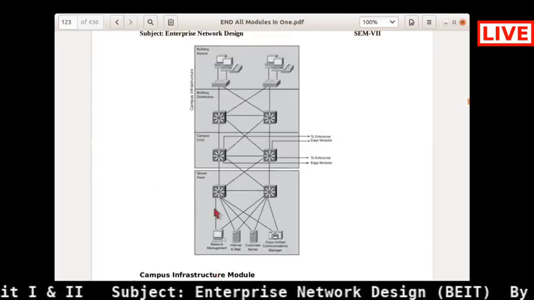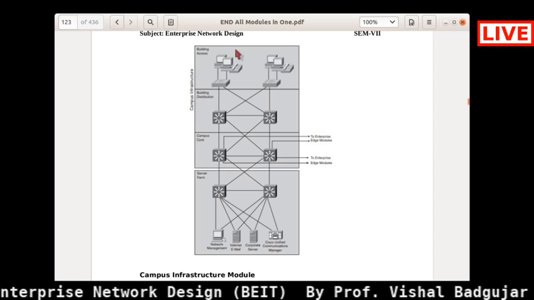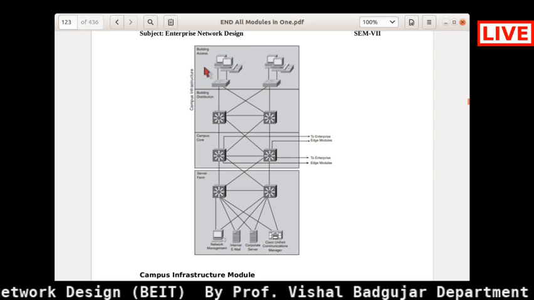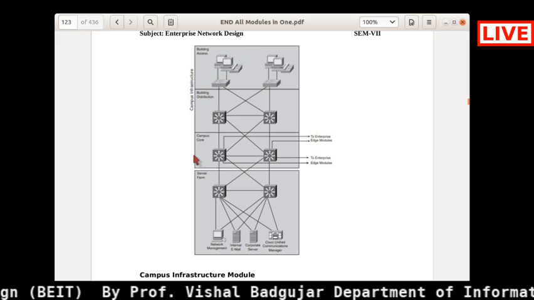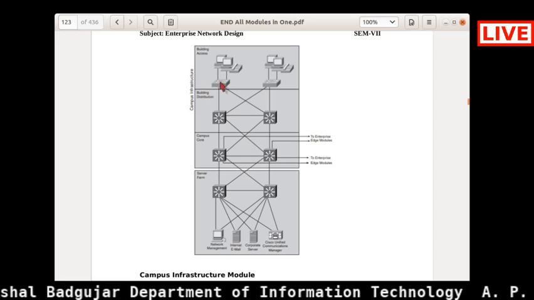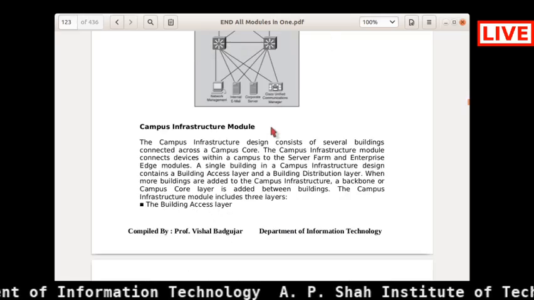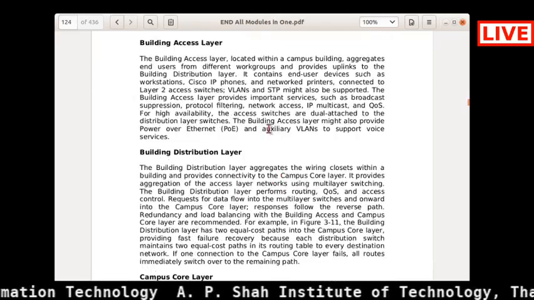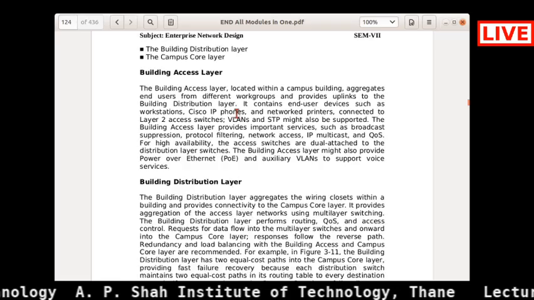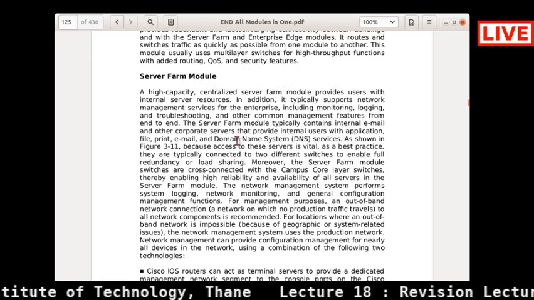towards, yes, in this campus infrastructure, right, the first module. So how this access layer, distribution layer, core layer and server farm are interconnected, right, and how these particular link redundancies are maintained throughout the network, right? So the explanation is also given here: building access layer, distribution layer and the core layer, right? So you just go through it, right?